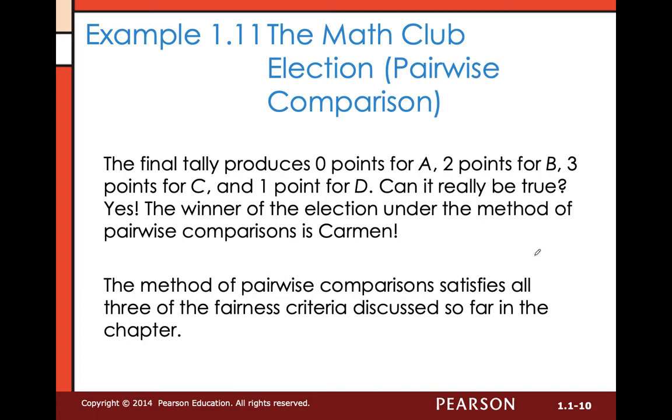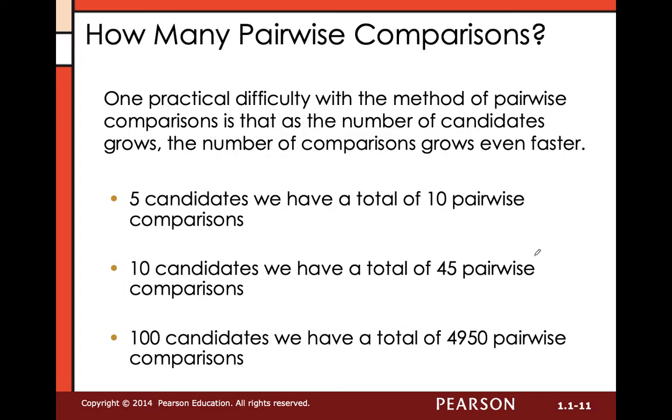And if you think about it, every method that we've looked at has produced a different winner. Plurality method produced A. Our Borda comparison produced B. Our plurality with elimination produced D, and now we've got C. So it seems like whichever method we use, we're going to end up with a different winner. And that'll be something we'll talk about later on in this chapter.